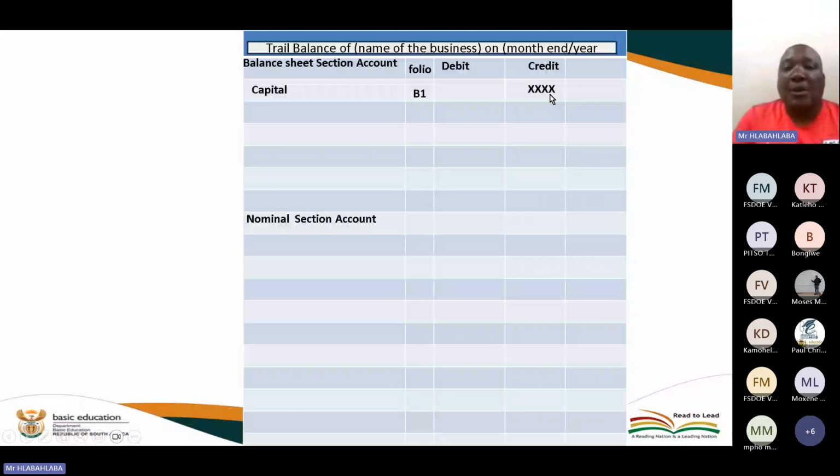Drawings will go to the debit side always. Always, when you write the drawings, they will be on the debit side. Just remember that it will not change. It will always be on the debit side. Capital will always be on the credit side. And then we have B3. B3 because it's number 3 on the balance sheet section, B3.